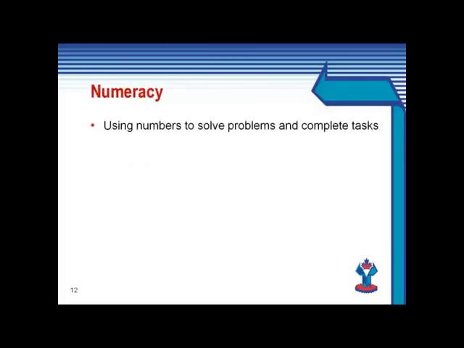Numeracy, using numbers to solve problems and complete tasks. Typical applications would be make calculations, take measurements, perform scheduling, budgeting, or accounting, interpret data, make estimations. A trade example would be welders use trigonometry to calculate the diagonal distance of a piece of pipe.